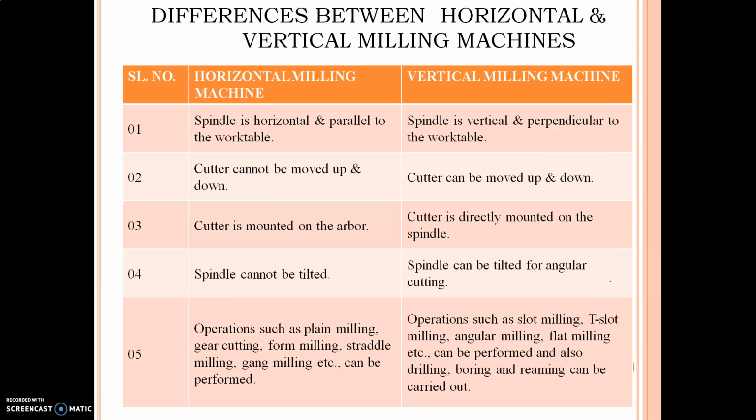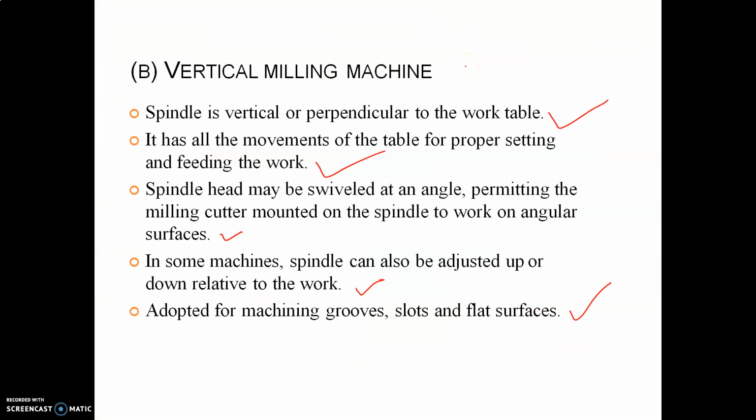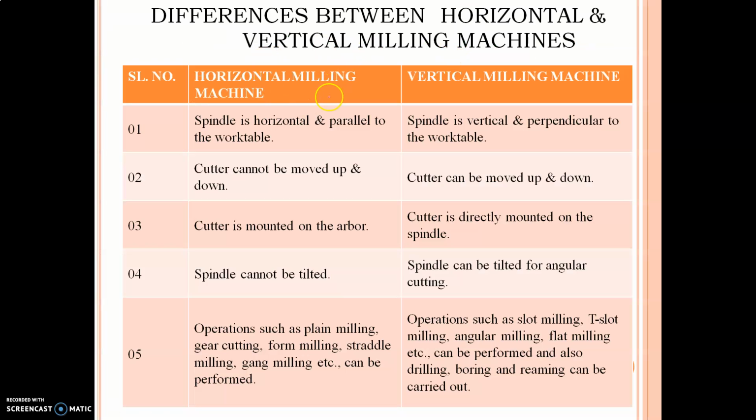So next one, difference between horizontal and vertical milling machine. The spindle is horizontal, the spindle is vertical. So this is the main difference between horizontal and vertical milling machine. Cutter can be moved up and down. So here also same. Cutter cannot be moved up and down here. Cutter can be moved up and down. So cutter moving only in the horizontal direction here.